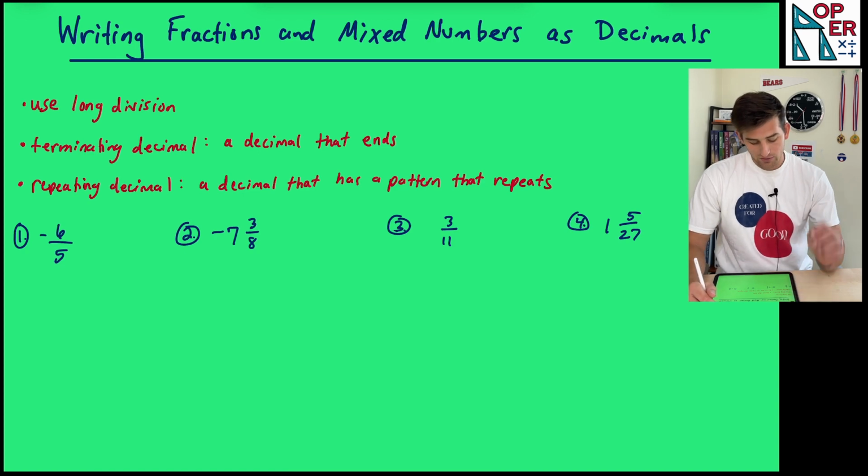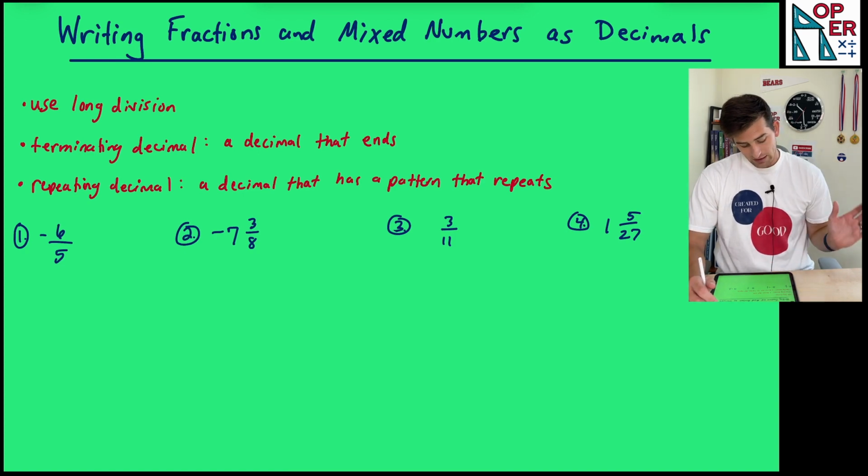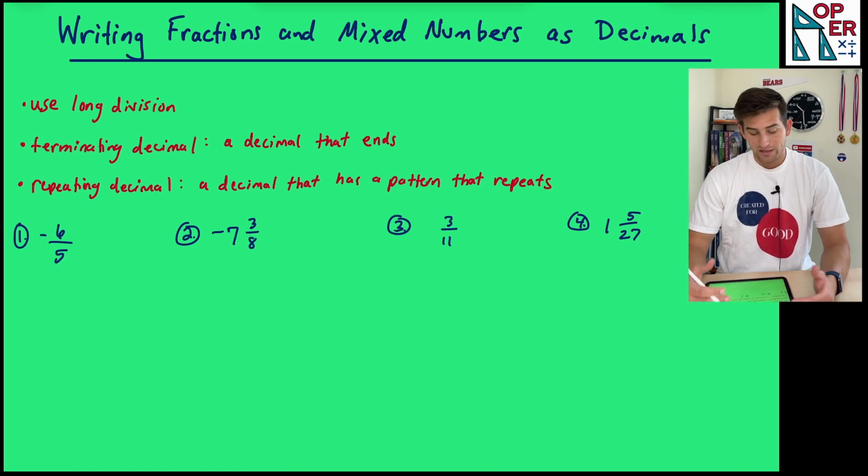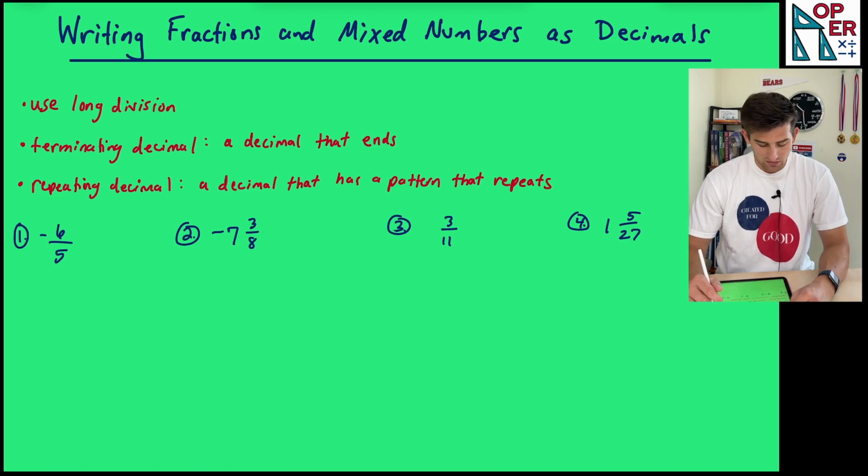Today we have 4 examples where we're going to write fractions, like on 1 and 3, or mixed numbers, like on 2 and 4, as decimals. So as we look at number 1, we have -6/5. For this one, we can use our long division as if there was not a negative there, and then we could just put the negative in our decimal at the very end.